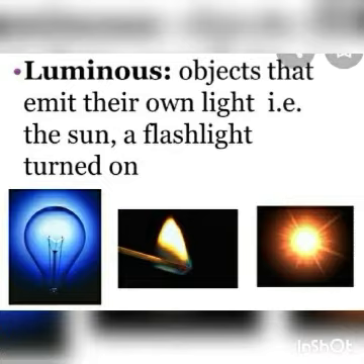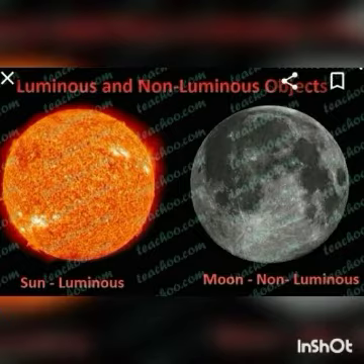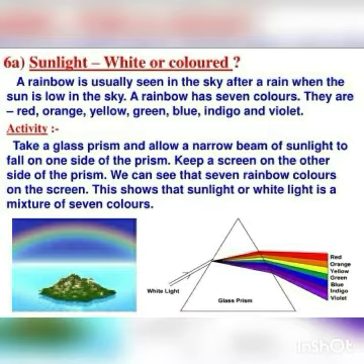Non-luminous means that it is not able to emit its own light. It gets light from another object, and that we call non-luminous. Here are two pictures: the sun is an example of a luminous object and the moon is an example of a non-luminous object, because the moon cannot emit its own light. It gets light from the sun, and then reflects it. So the moon is a non-luminous object.